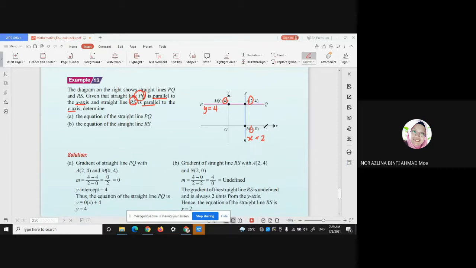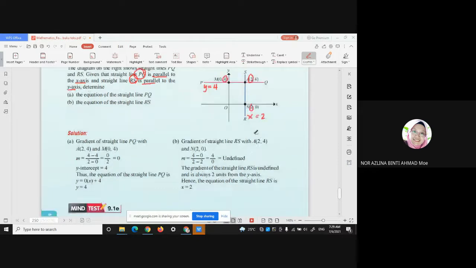Or you can use the gradient of straight line PQ, with points A (2, 4) and M (0, 4). You can find m; m is 0 after you substitute into the formula. For this line, m equal to 0. Thus, the equation of the straight line PQ is 0 multiplied by x, so y equal to 4.